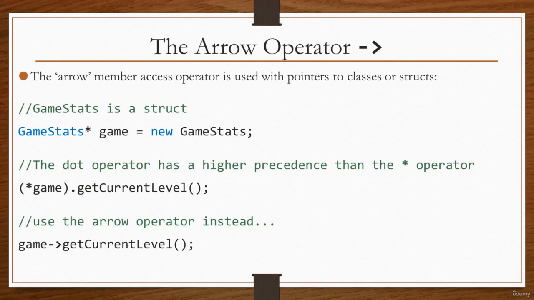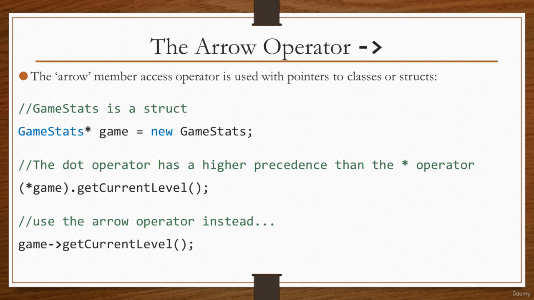So in this video, I want to introduce the arrow operator so that we have that down before we move on to the classes lesson. Previously, we talked about the dot operator, which is also a member access operator, and you'll use that when you have an instance or an object of a struct or a class, for example. But in the case of the arrow operator, we are going to use that with pointers to classes or structs.